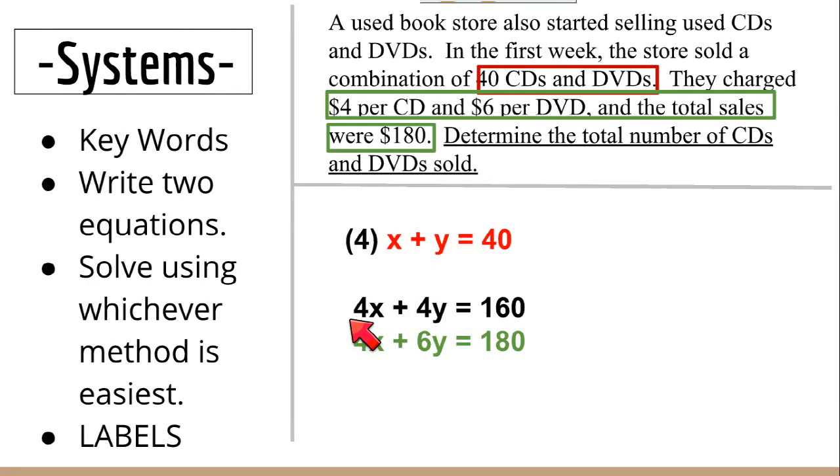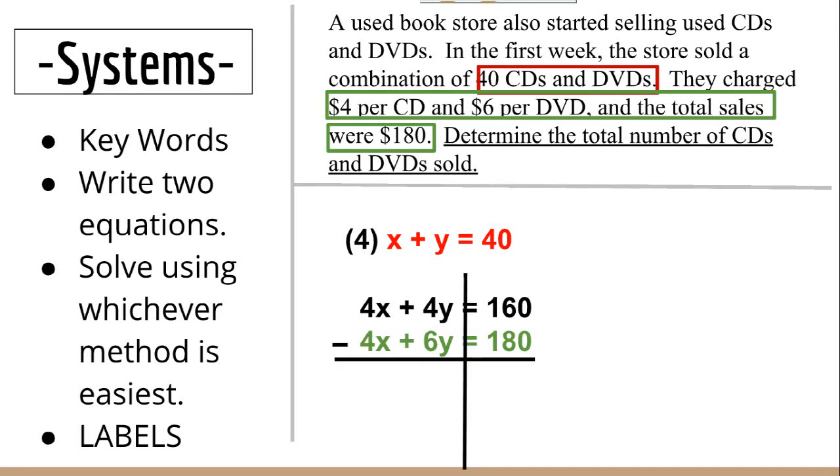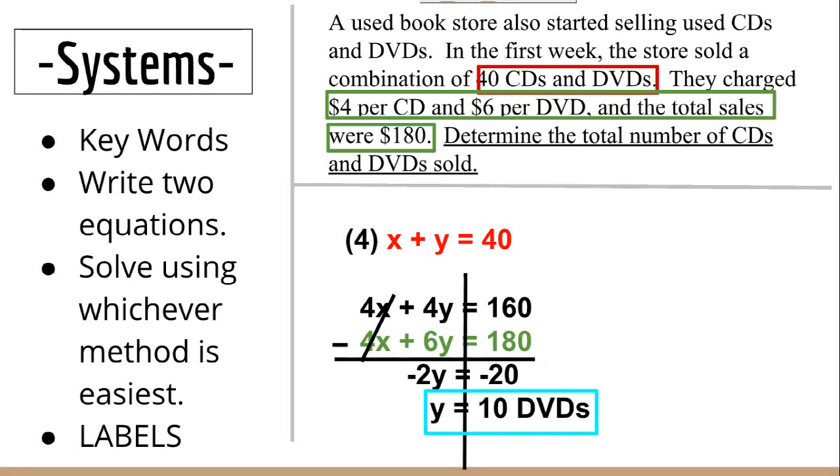Okay, so when I do that, here's what I end up with. 4 times x gives me 4x, 4 times y is 4y, and 4 times 40 is 160. So now I'm here. Okay, so my job is to decide if this is going to be one big subtraction or one big addition. If I look at my 4x's, they have the same signs. We know same signs mean to subtract. So this became one big subtraction problem. As I go through this, I see that 4x and 4x eliminate each other. 4y minus 6y gives me negative 2y. 160 minus 180 gives me negative 20. And now I'm just ready to divide and solve this. So I divide both sides by negative 2, and I end up with 10 DVDs.